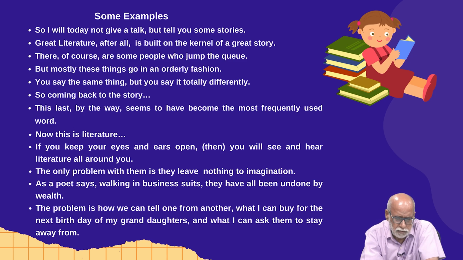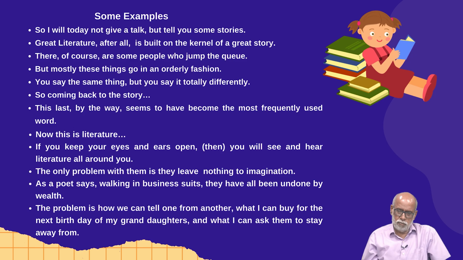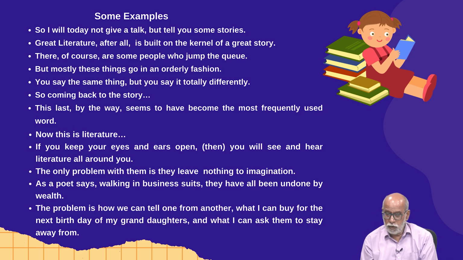You say the same thing, but you say it totally differently. Okay. Now, the words like but are used to contradict what has been said earlier. Okay. I know you have difficulties, but I would like to have only this. Okay. So, you say the same thing, but you say it totally differently. So, common lack in the story. This last, by the way, so by the way is an example, a good example.